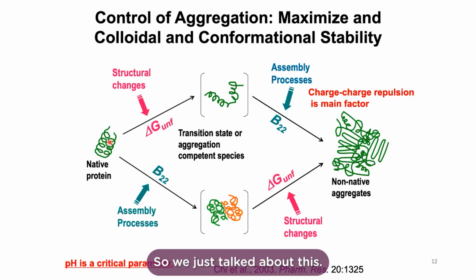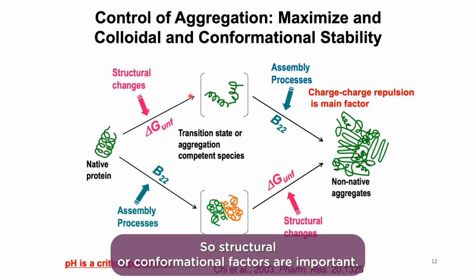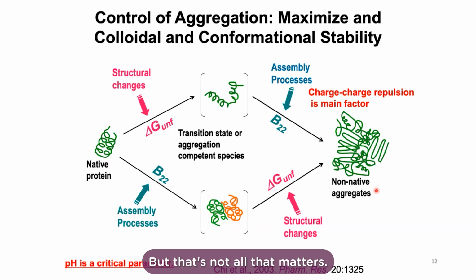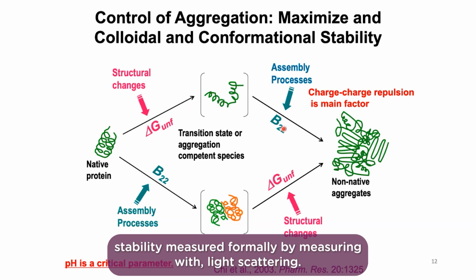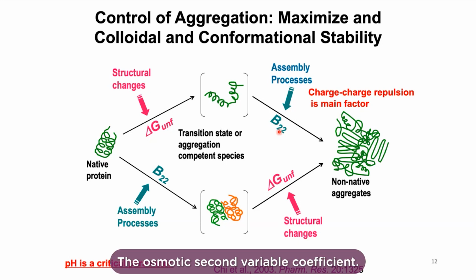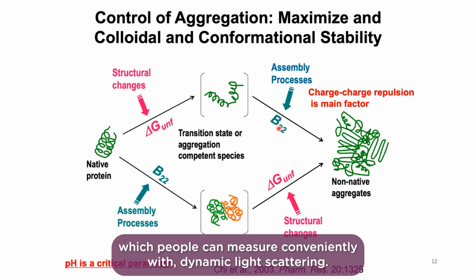So we just talked about this. Aggregation is dependent on the transition of native molecules to partially unfolded. So structural or conformational factors are important. But that's not all that matters. In the literature now, you read tons of papers about colloidal stability, measured formally with light scattering and other methods, the osmotic second virial coefficient. Also, that correlates with this parameter called KD, which people can measure conveniently with dynamic light scattering.